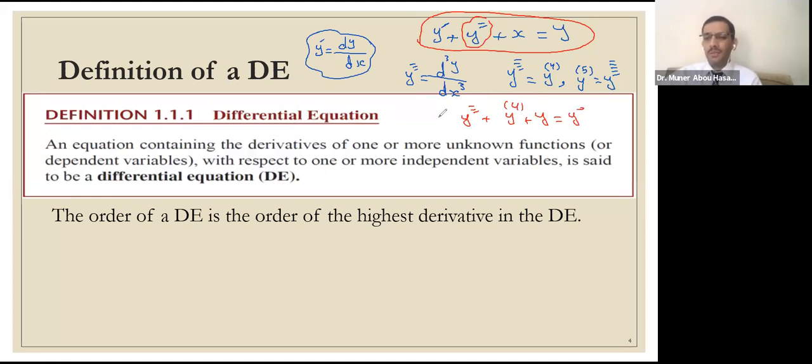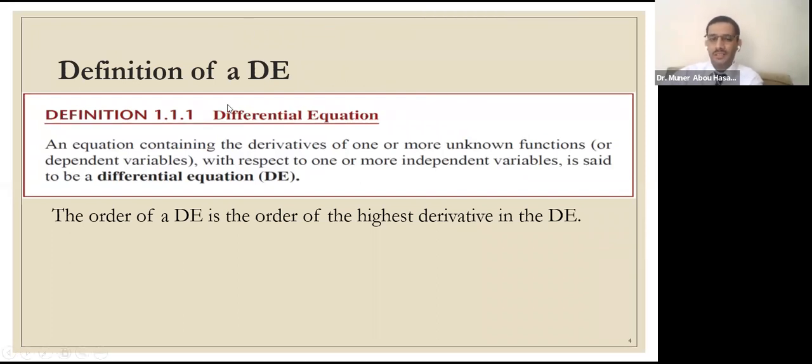What do you think about this equation? The order of this differential equation: you have to search for the highest derivative. Here I have 3 dashes, but here you have the fourth derivative, 4 primes. So the order of this differential equation is 4. Okay? Is it clear what I mean by the order of a differential equation?